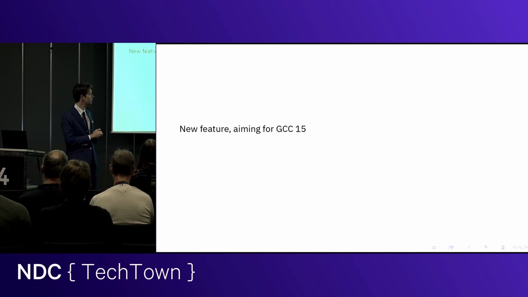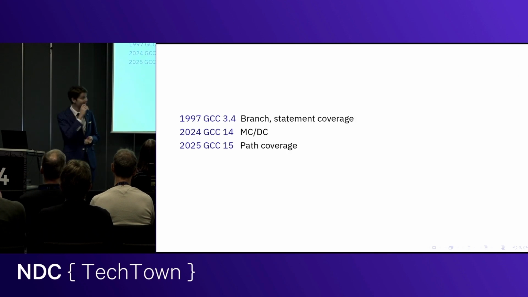And for this talk, I did a little bit of digging in the lineage of coverage support in GCC. In GCC 3.4, released in 1997, we got branch coverage, statement coverage, and then in 2024, GCC 14 got MCDC support. And then hopefully now in 2025, in GCC 15, we'll have path coverage. This is what funding does to a project.